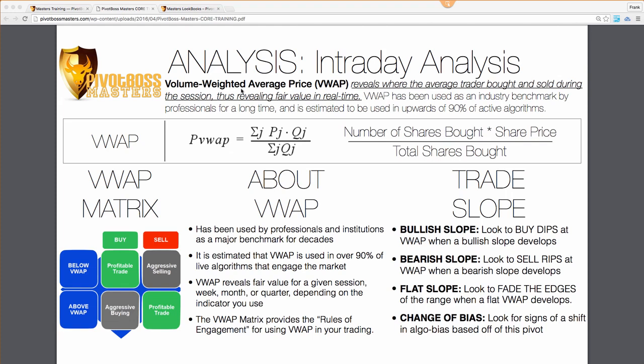So the basic idea is just trade the slope. Bullish slope, look to buy dips. Bearish slope, look to sell rips. A flat slope is a trading range market. And then a change of bias, and this is important with every single one of these key pivots we're looking at, is a change of bias. When does the market shift from a buy-side bias to a sell-side bias? When do the algos shift their bias? And there are certain tells that we can look at with regards to these, which we'll see a couple of instances of in the charts.